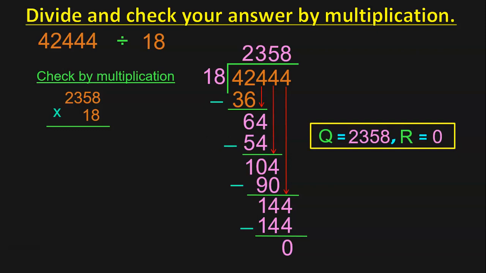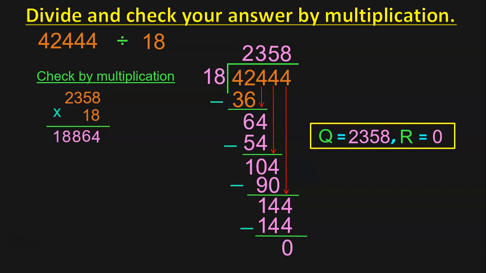Begin the multiplication from the ones place. 8 8s are 64, 4 carry over 6. 5 8s are 40, 40 plus 6 is 46, 6 carry over 4. 8 3s are 24, 24 plus 4 is 28, 8 carry over 2. 8 2s are 16 and 16 plus 2 is 18.